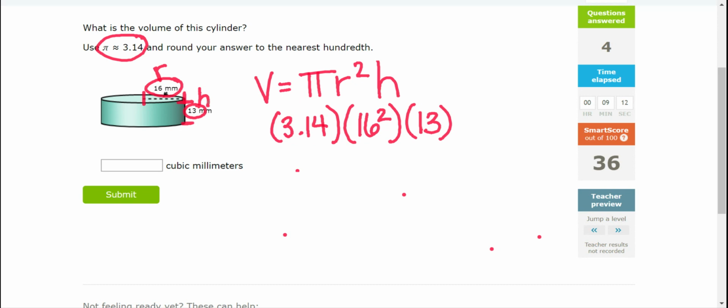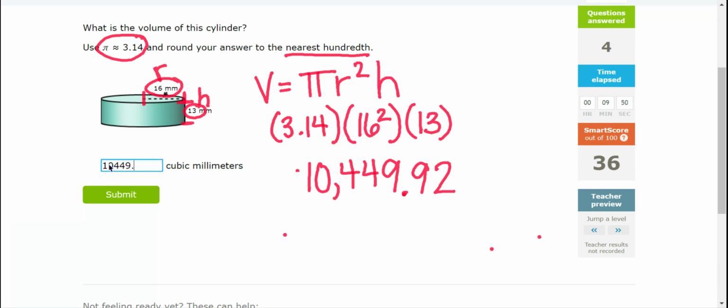Now I'm just going to type it into my calculator. 3.14 times 16 squared times 13. I get 10,449.92. My instructions tell me to round to the nearest hundredth. That's 2 decimal places. I've got 2 decimal places right there in my answer, so I'm just going to enter it like I have it. 10,449.92.